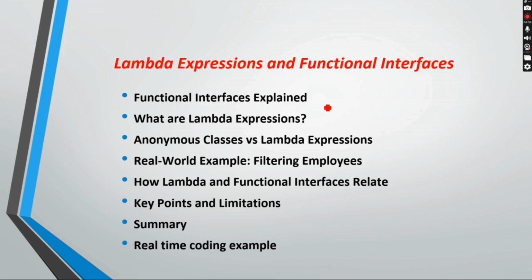Okay. So in this video, these are the topics we are going to discuss. First one is going to be functional interfaces. Then what are lambda expressions? Then what is the difference between anonymous classes versus lambda expressions? Then we will discuss some real world examples like a filtering employees example. Then we will discuss how lambda and functional interfaces are related. Then we will discuss some key points and limitations of them. Again, we will discuss a short summary and some real-time coding examples which are used in different industries. So stick around till the end so you will get much more clarity.